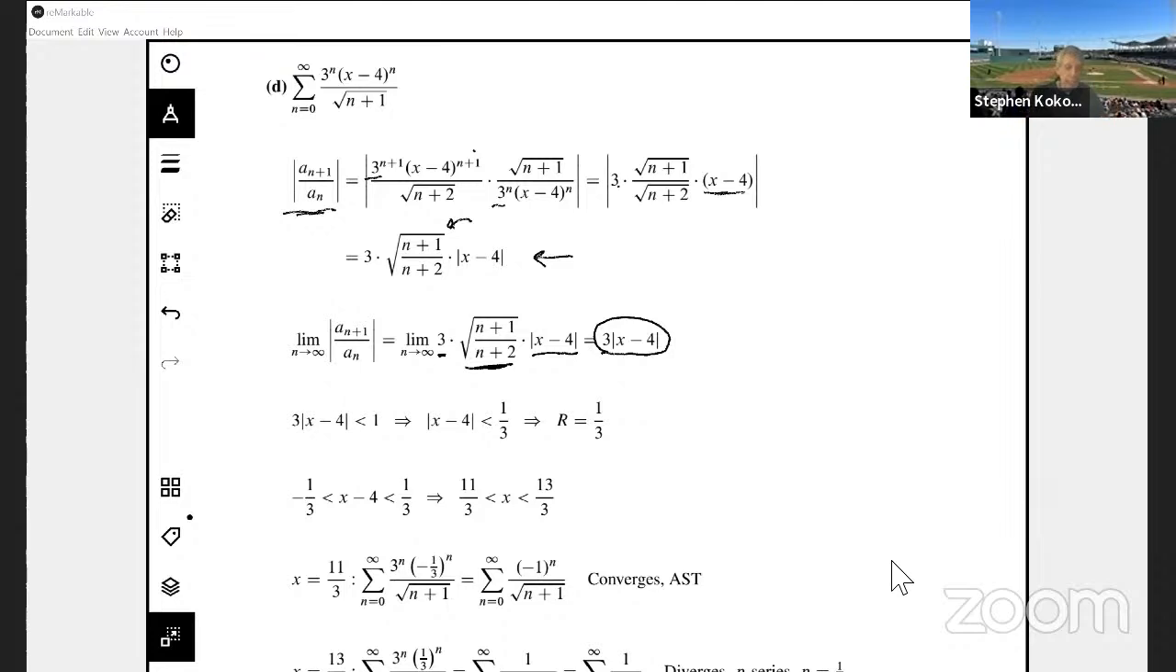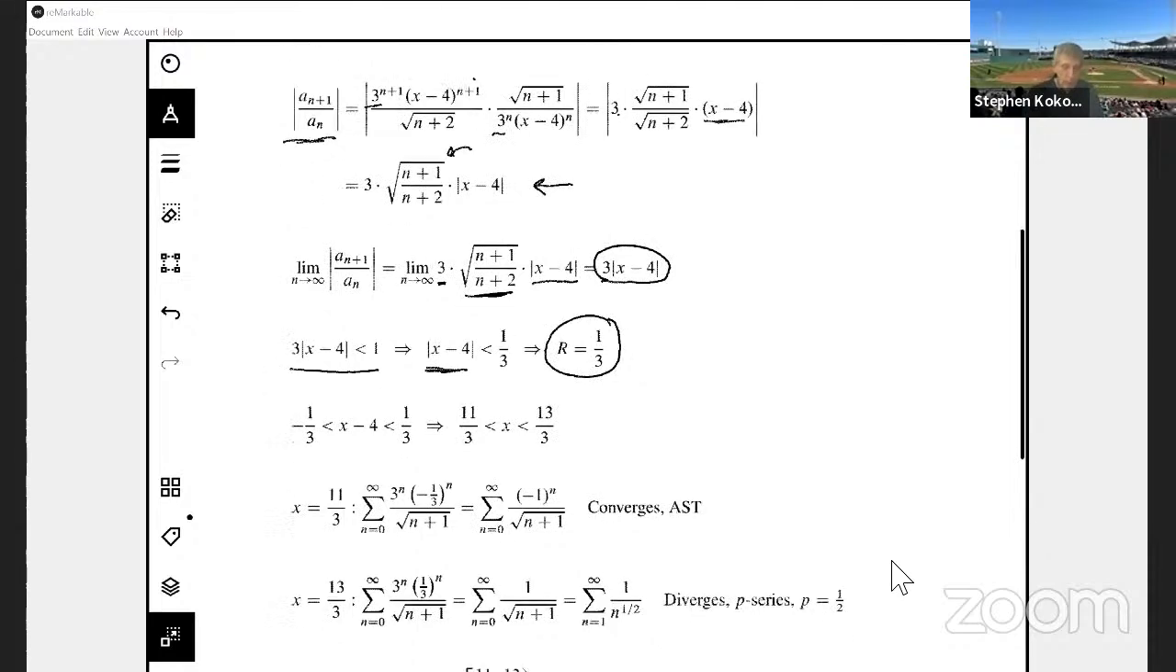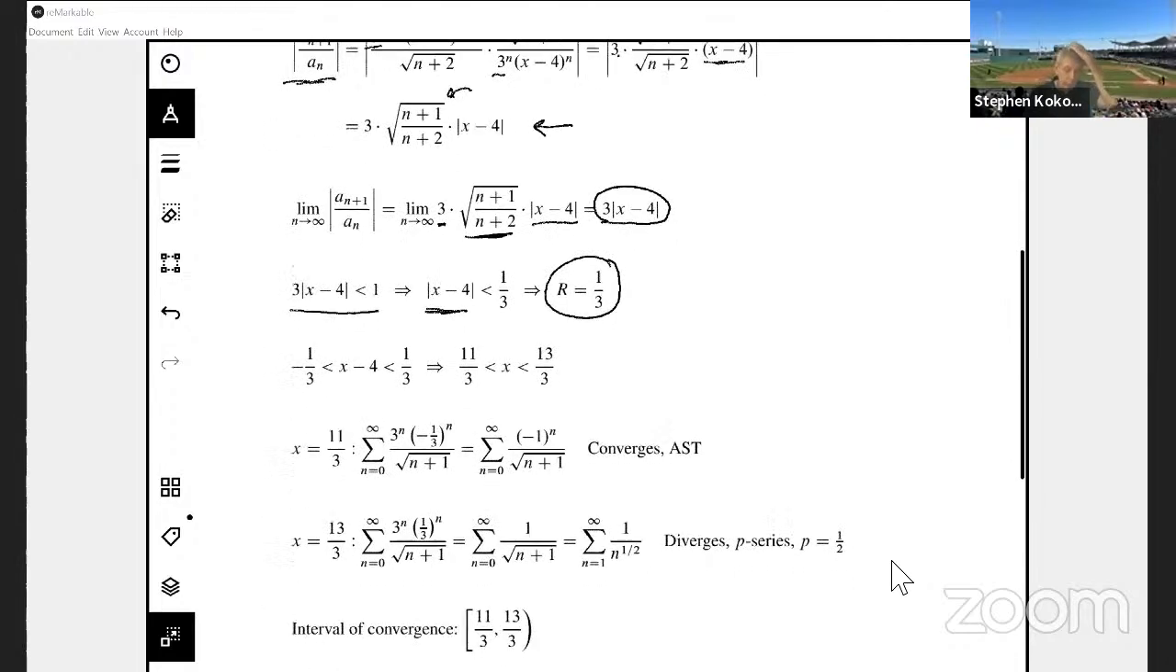And as we've done in the past here with the other problems, we want this to converge absolutely. So we set that less than 1, and we solve for the absolute value of x minus 4 because this power series is centered at 4. And therefore, the radius of convergence is right here at r equal to 1/3. All right, we're not done. We have to find the interval of convergence here.